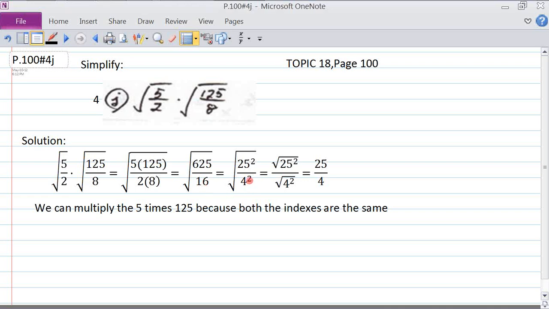So now I can separate this into the numerator and the denominator. The numerator inside the radical sign is a perfect square, and the denominator inside the radical sign is also a perfect square. Square root of 25 squared is 25. Square root of 4 squared is 4.